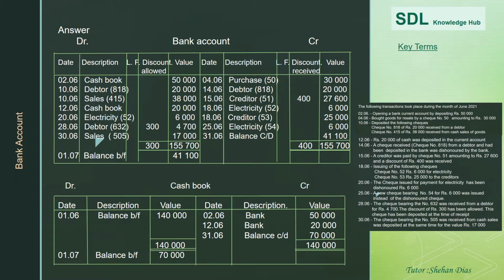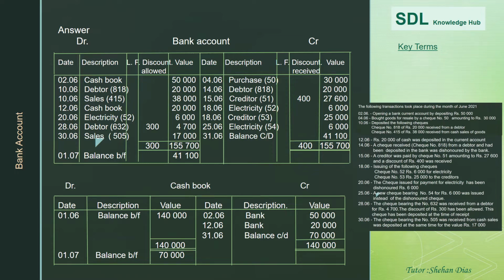Then on 25th of June, a new check bearing number 54 for 6,000 was issued instead of the dishonored check. So again, the bank balance will reduce due to the new check. Stating electricity, bank will get credited for 6,000 and the electricity account will get debited for 6,000, check number 54.